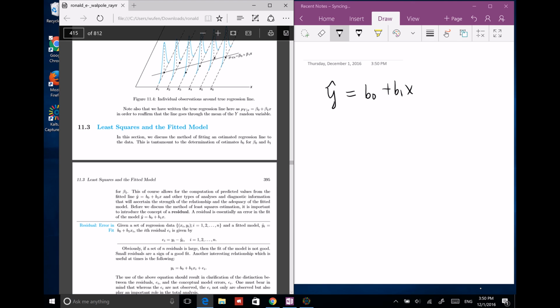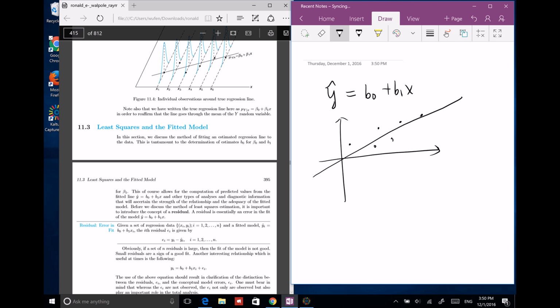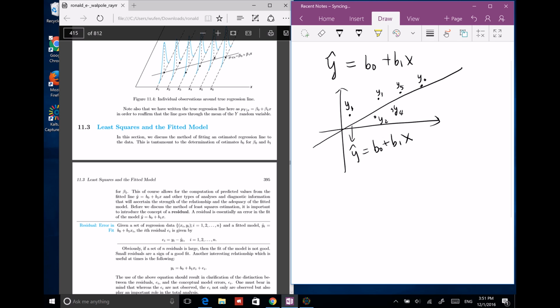For each value, for each xi, for example, 1, 2, 3, 4, 5, 6. For example, this is my fitting line, I got y equals b0 plus b1x. Well, this is the actual value, y1, y2, y3, y4, y5, y6. For these 6 values, for each y, we have an actual y value, and we want to estimate the y values.